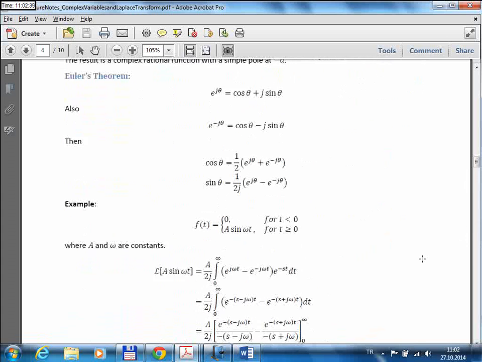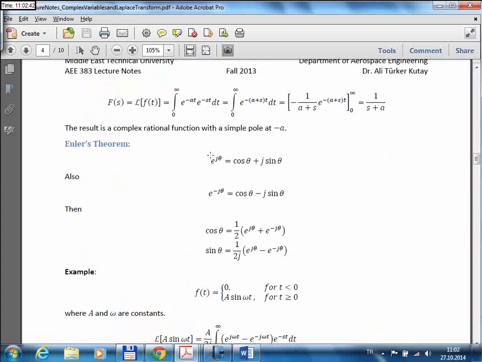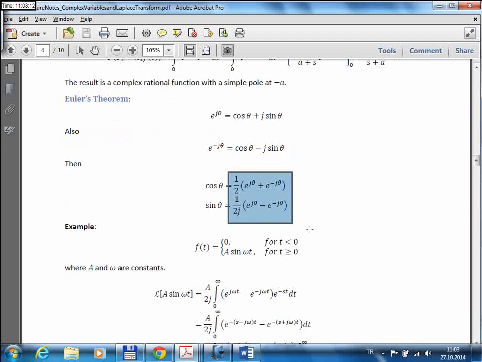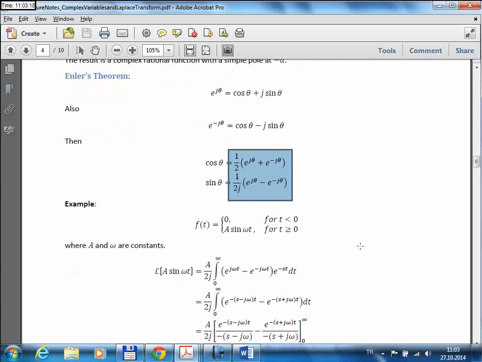So I'd like to show you another example. But before that, we should remember this Euler's theorem. This theorem basically gives you these two relations. If you have the exponential of an imaginary term, e to power j theta, you can write it as a complex number including these trigonometric functions. And using these two relations, we can also represent cosine theta and sine theta in terms of these complex exponential terms. This will be very helpful in taking the transform of the sine function, for example, which is our next example.